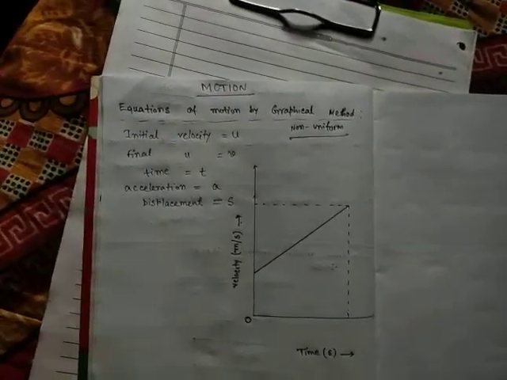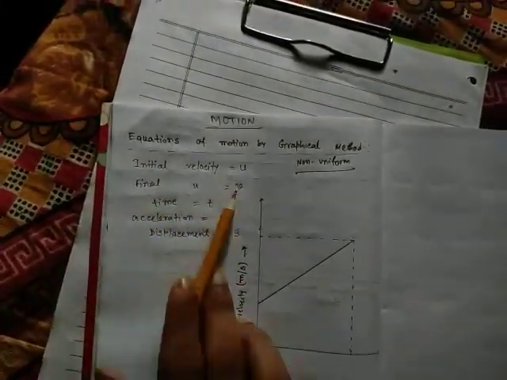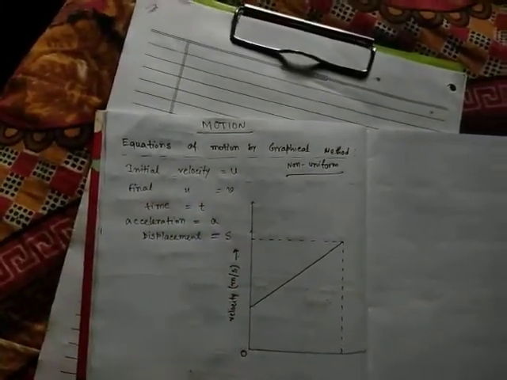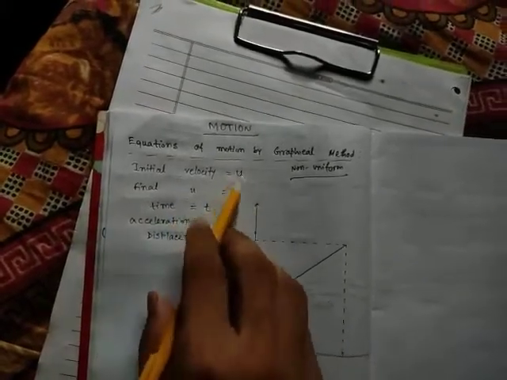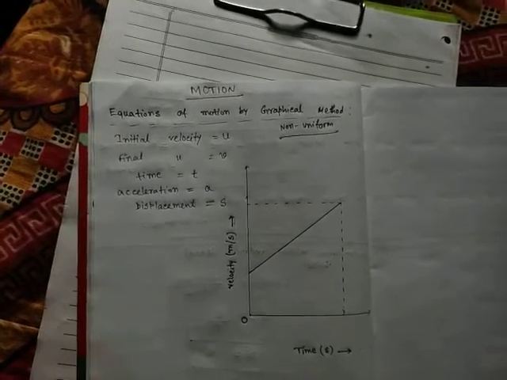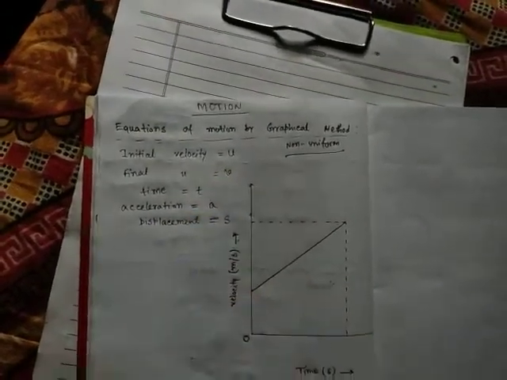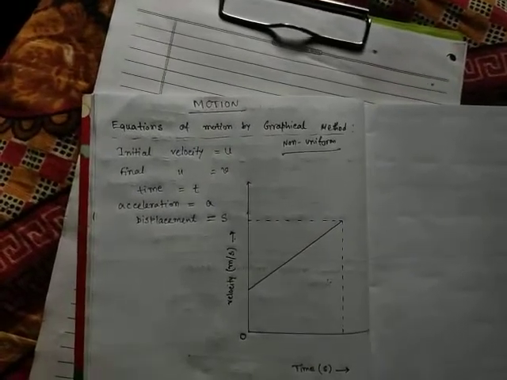Let us consider the initial velocity of an object u and the final velocity of an object v. Now see, we want to represent this in the graph. This is the velocity-time graph. This point is called the origin. Origin means when the time is 0. Initial velocity means when the time is 0.